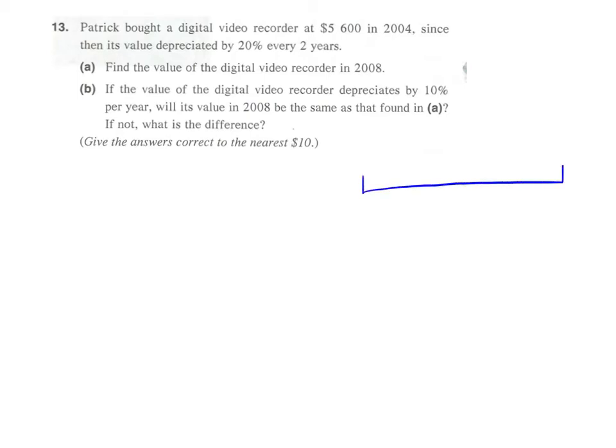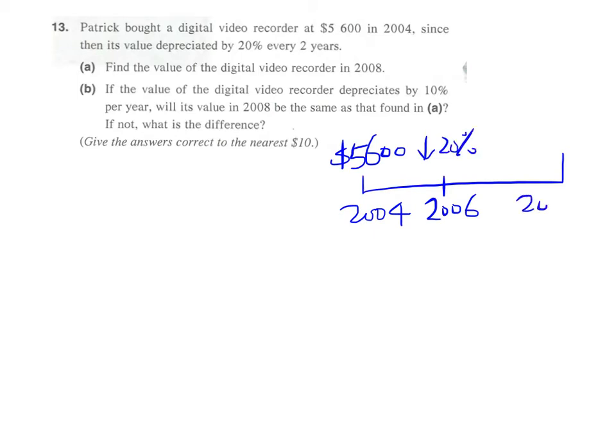And since we have 2004, the original value is $5,600, and it will depreciate by 20% each year. Sorry, every 2 years. And therefore, in 2008, there will be actually 2 times of depreciation of 20%. There will be 2 times.